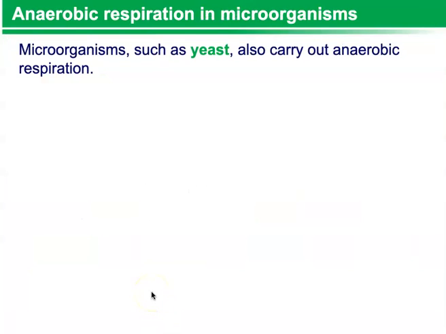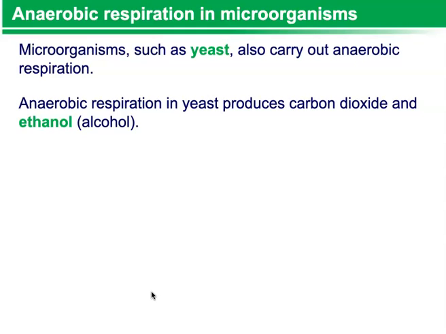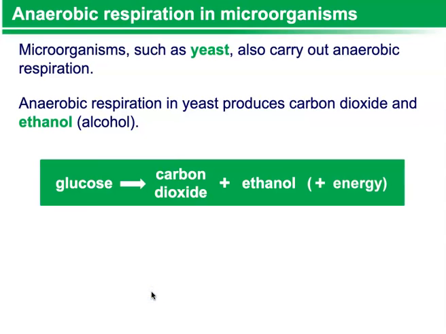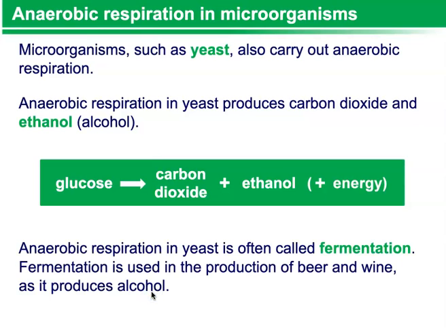Anaerobic respiration in microorganisms. Microorganisms such as yeast also carry out anaerobic respiration. Anaerobic respiration in yeast produces carbon dioxide and ethanol, an alcohol. So we have glucose, and the process of breaking down that glucose gives us carbon dioxide plus ethanol, as well as energy. Anaerobic respiration in yeast is often called fermentation. Fermentation is used in the production of beer and wine as it produces alcohol.